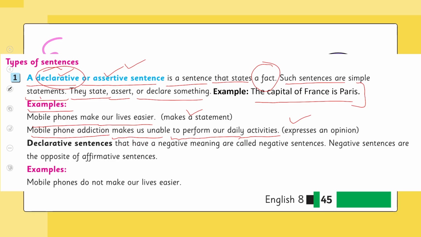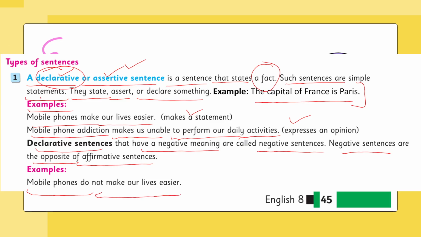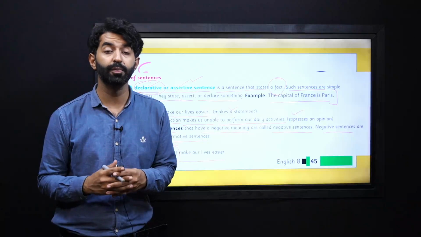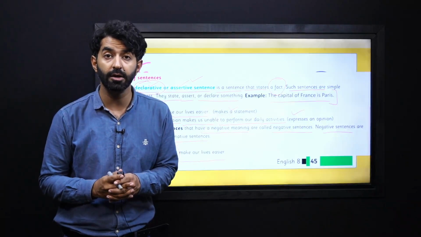Now, when we have declarative sentences that have a negative meaning, we call them negative sentences. And negative sentences are the opposite of affirmative and positive sentences. For example, mobile phones do not make our lives easier. This is a negative sentence because we use the word not over here. So this is also our declarative or assertive sentence, but with a negation and in the negative form.